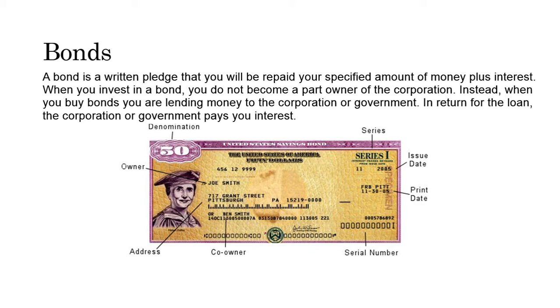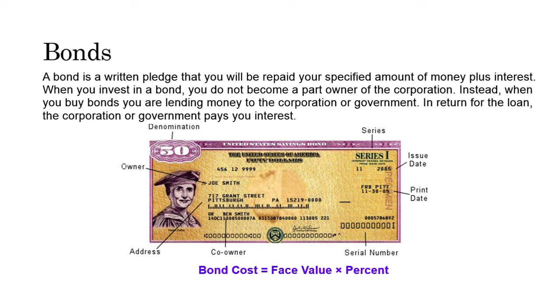So when you invest in a bond, you do not become a part owner of the corporation, like a stock, for example. Instead, when you buy bonds, you are lending money to the corporation or to the government. In return for the loan, the corporation or government pays you interest.